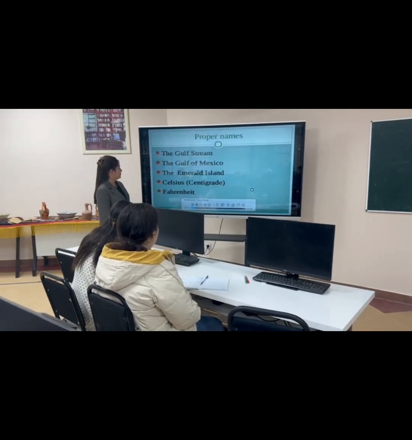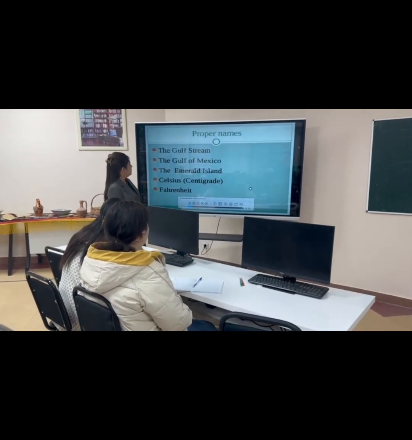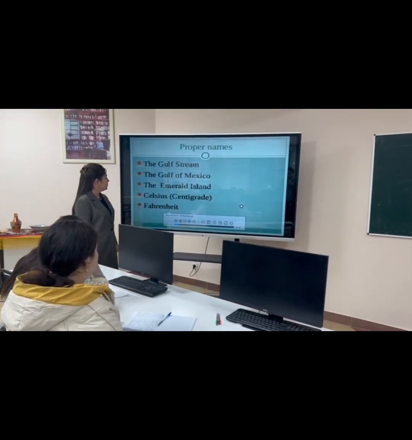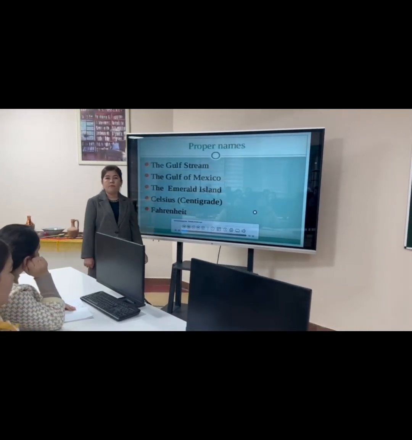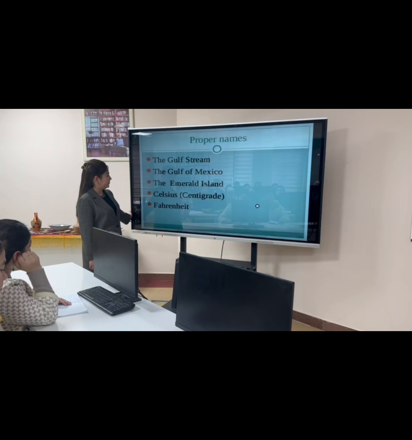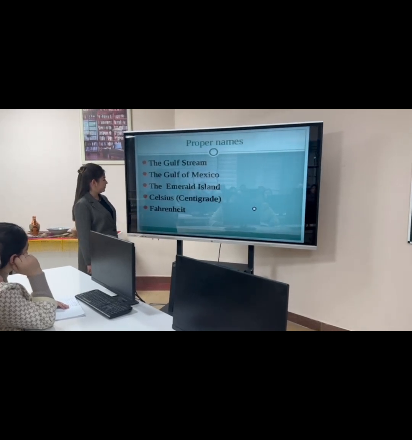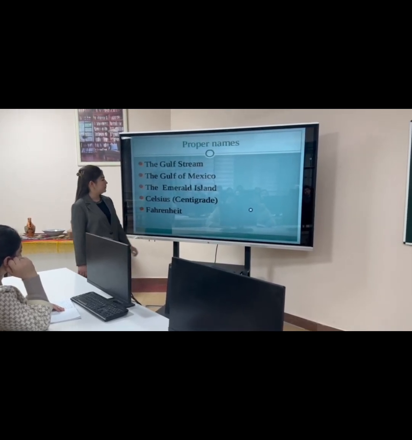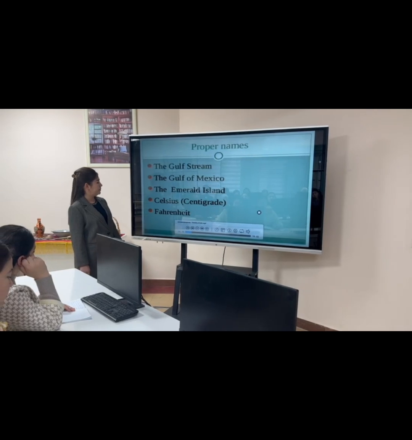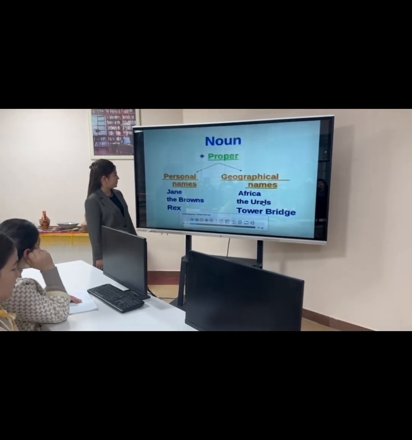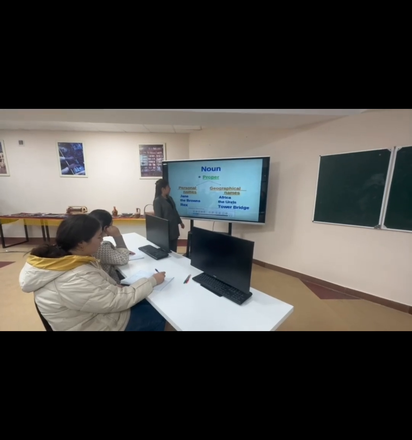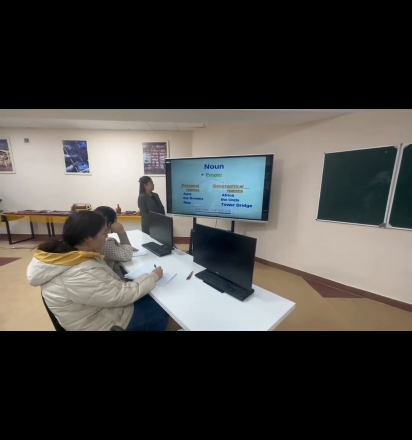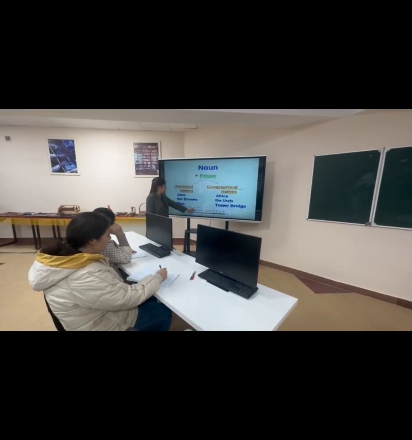All the names that you see on the screen are also accepted to be proper names. The Gulf Stream, the Gulf of Mexico, the Emerald Island. All of them are written in capital letters and are called proper names. Proper nouns can be personal names such as Jane, Mr. Brown, Rex, as well as geographical names like Africa.